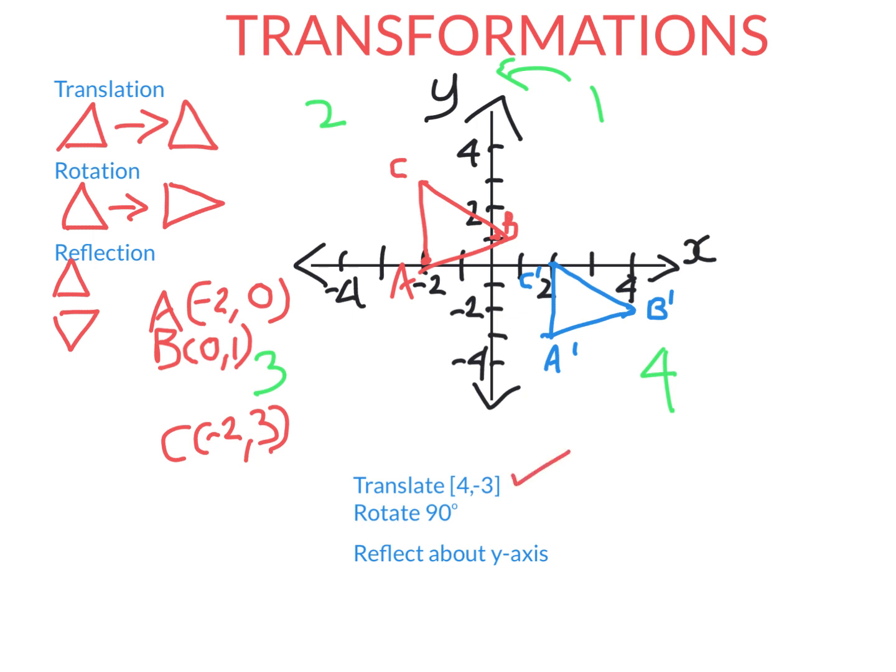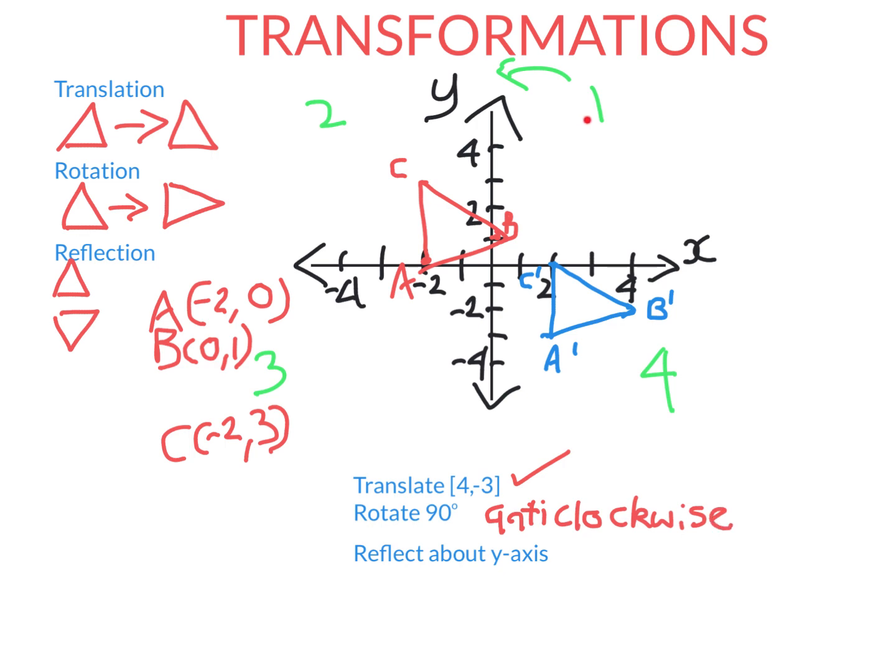Now we're going to rotate the shape 90 degrees. Now, if you're not given a direction, it always means anti-clockwise. You can either rotate a shape clockwise or anti-clockwise. So we're going to rotate the original shape 90 degrees anti-clockwise.